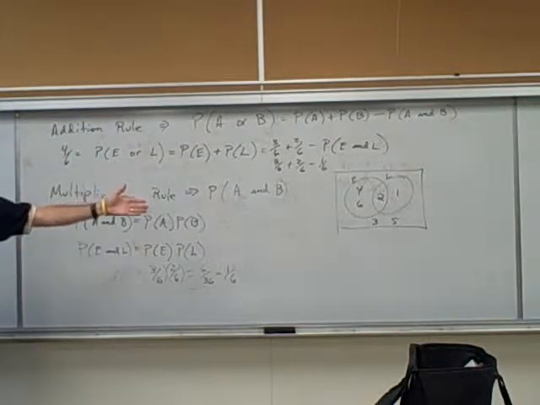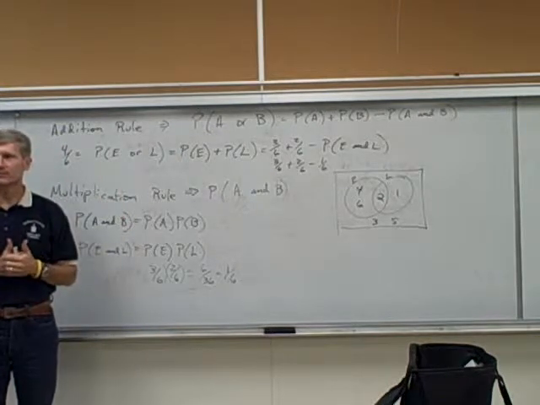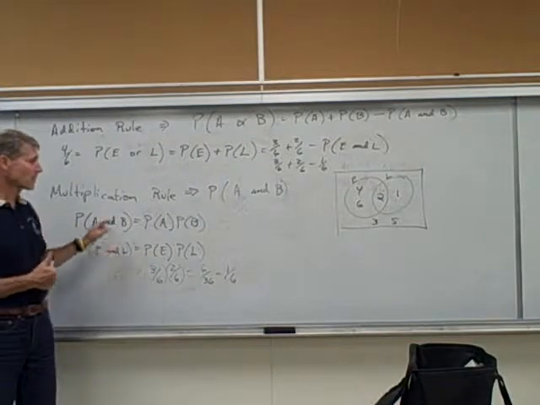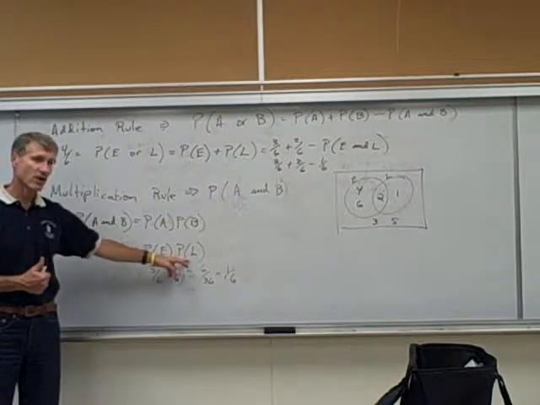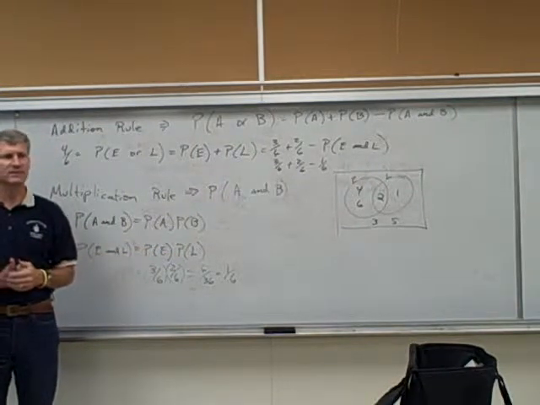Just look at the Venn diagram. What's the probability of being in both of those circles? 1 out of 6. So it worked. If it works, then that tells you that the two events are, in fact, independent events. Remember what an independent event is?